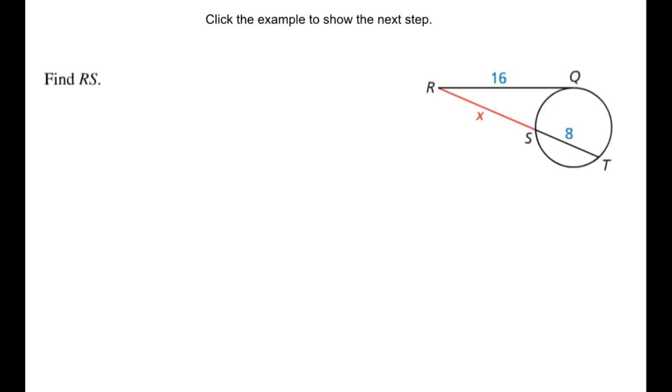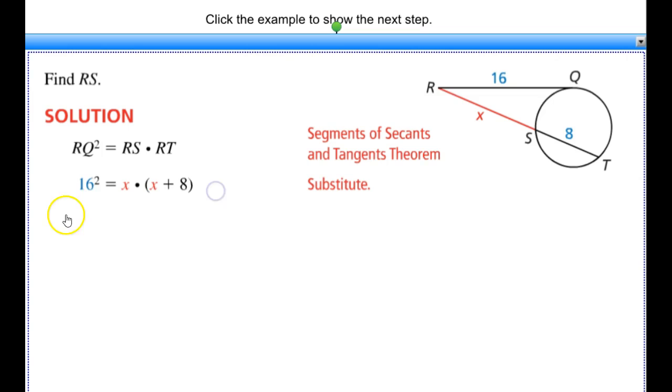Okay, so now let's look at an example of that. So find RS. Here I see I have a secant and a tangent that share this endpoint. So I know for the secant I have to do the outside times the whole thing. For the tangent I have to multiply this by itself, so I have to square that value. So now I can just go ahead and substitute the things that I know. The tangent segment was 16, so I'm going to have 16 squared equals the outside piece times the whole thing, which when I add these together, it's x plus 8.